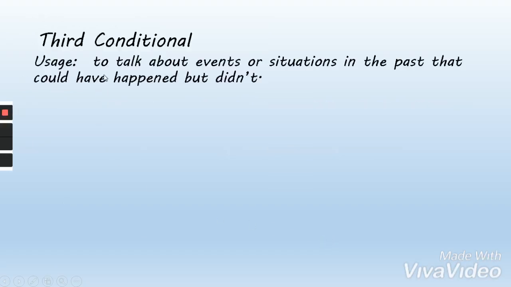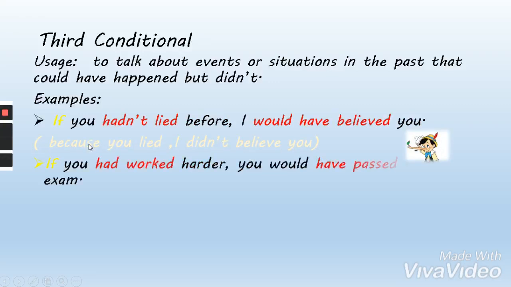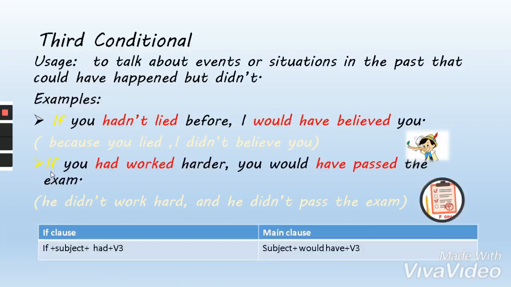Now, the third conditional, why do we use it? To talk about events or situations in the past that could have happened but didn't. So the things didn't happen. We'll see this example. If you had worked harder, you would have passed the exam. That means he didn't work hard and he didn't pass the exam. So this situation didn't happen. He didn't study or didn't work hard.